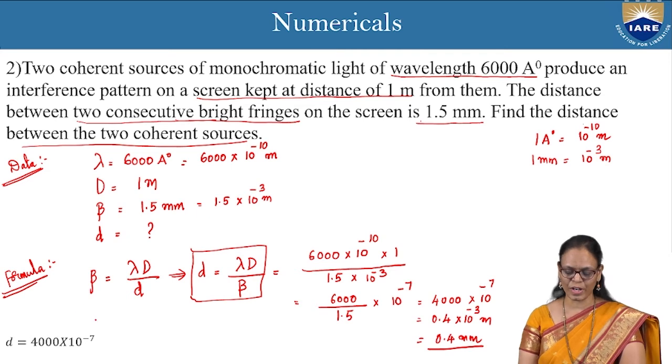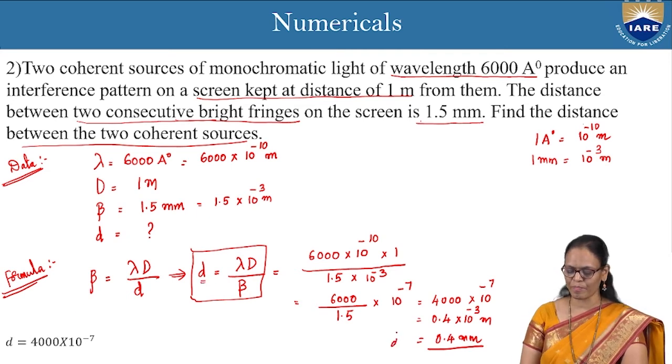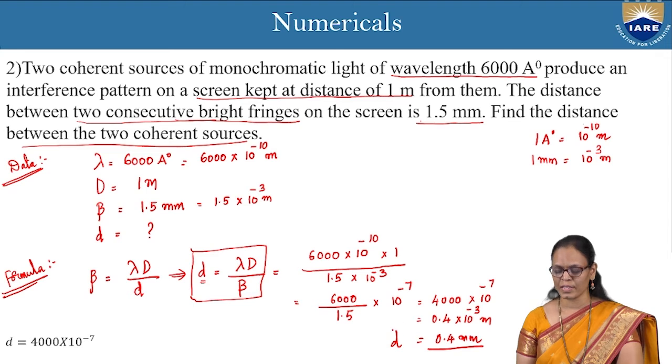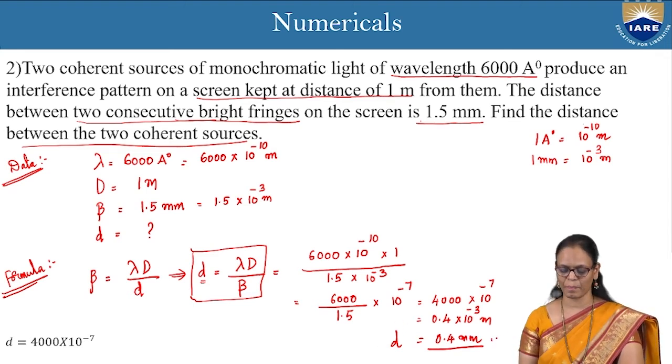So what we were trying to find here is the distance, small d. The slits are separated by a distance of 0.4 millimeter.